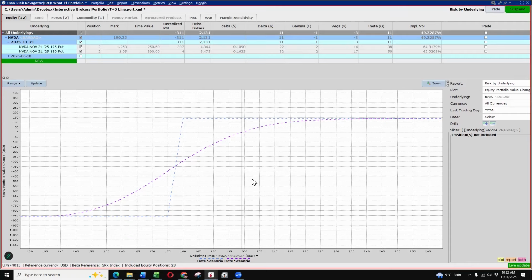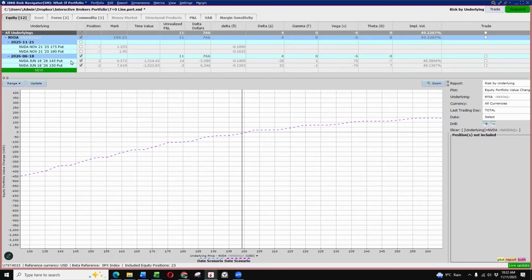In terms of that T+0 line, let's look at another extreme example. So what I'm going to do is turn off the expiration payoff graph, and I'm just going to look at the T+0 line. This is our November 16 delta put spread. Now we're going to look at an extreme example, go all the way out to June next year, similar delta, and we can see a much flatter T+0 line.